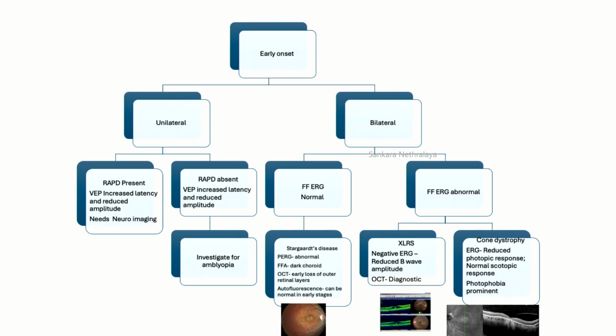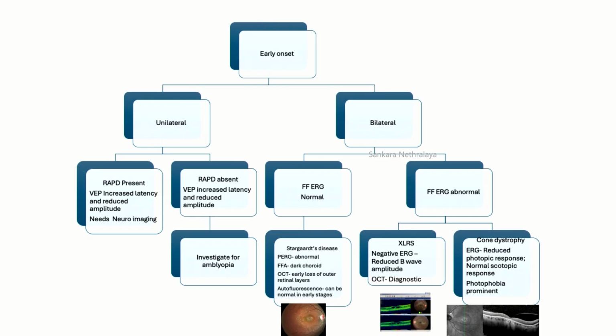Now if it's bilateral, full field ERG is performed, and that is normal. Okay, it can be Stargardt's disease. I'm just giving some specific examples. It doesn't mean that's the only disease you can think about. Okay, so in Stargardt's disease, I told you already that it is not a cone disorder, but it's a macular disorder, and hence a full field ERG will be normal, with an exception.